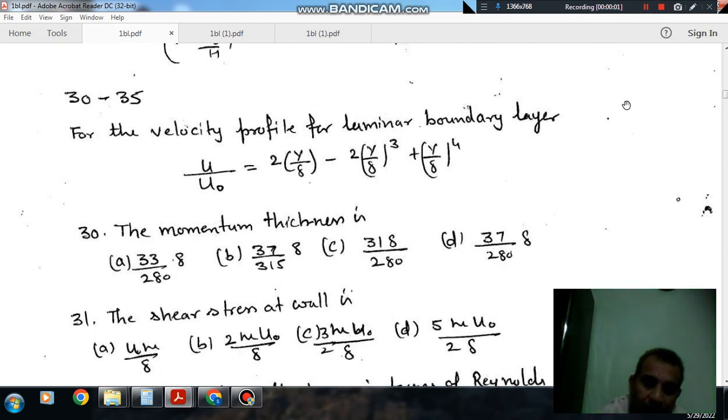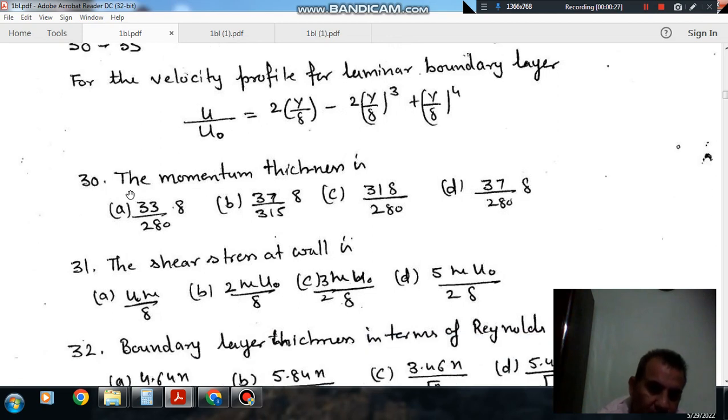Hello, welcome again. We are solving some questions of fluid mechanics and machinery. The topic is boundary layer flow. Questions 30 to 35 carry a common statement. The statement is: for the velocity profile for laminar boundary layer, u by U naught is equal to 2y by delta minus 2y by delta cube plus y by delta 4.